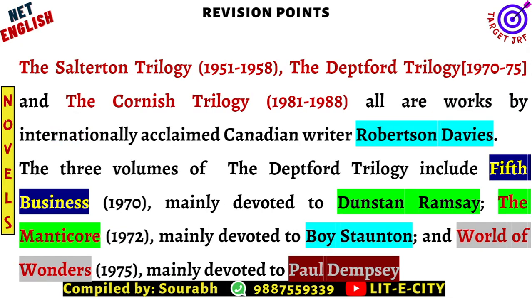The Salterton trilogy, the Deptford trilogy, and the Cornish trilogy. All these are written by internationally acclaimed Canadian writer Robertson Davies. The three volumes of the Deptford trilogy include Fifth Business, which is devoted to the character of Dunstan Ramsay, The Manticore, devoted to Boy Staunton, and World of Wonders, devoted to Paul Dempster.